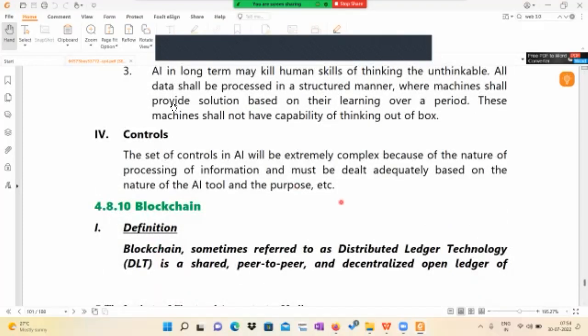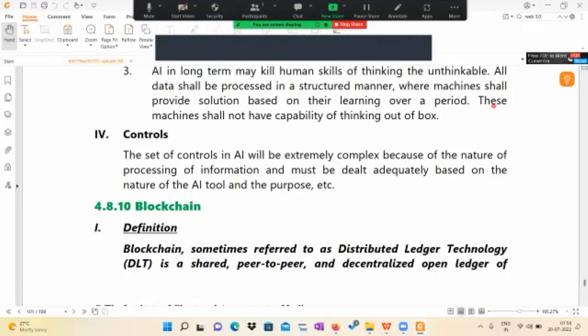And controls. Some of the controls in artificial intelligence are complex because of the nature of the processing of information, and must be dealt with adequately based on the nature of the artificial intelligence and its purpose. Artificial intelligence deals with specialized functions, and the nature of processing of the data will also vary from one artificial intelligence system to another. Therefore, the set of controls in an artificial intelligence system is complex. It's not a simple one.